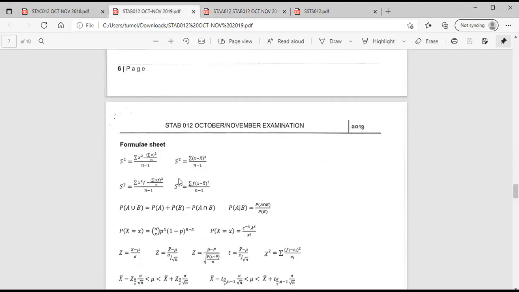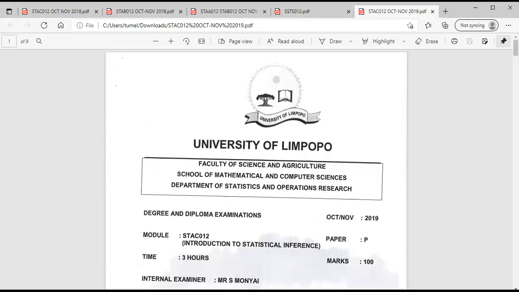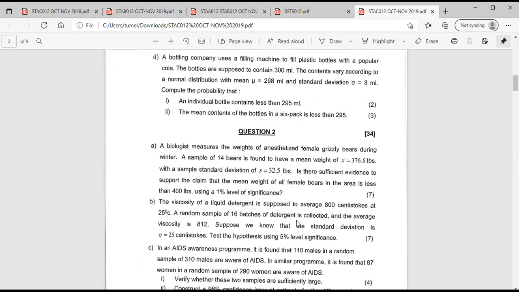It's fine. I am releasing you now, and then what I will do, or let me check the last one, because I have the last question paper here for 2019. Let me see if I cannot find something.